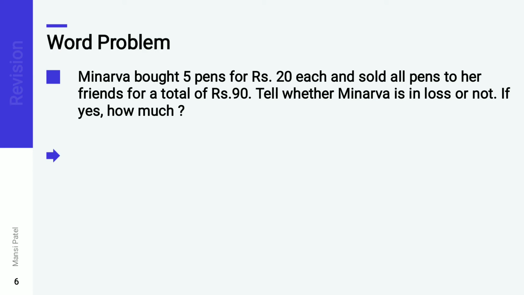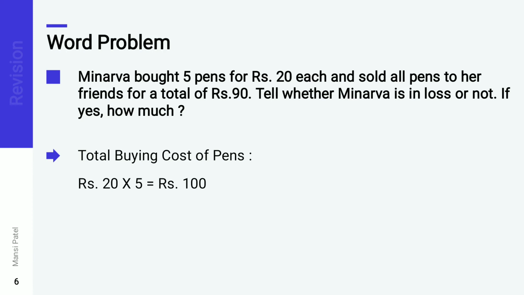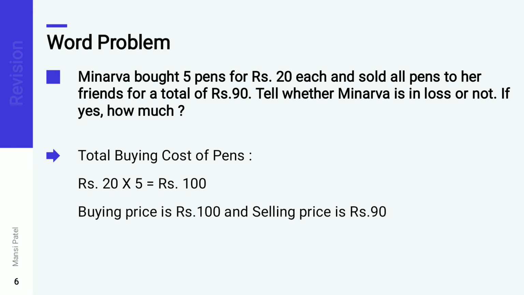So let us first find out the total buying cost. Total buying cost means we can say the total purchasing cost. The cost of one pen is rupees 20. And how many did she purchase? She purchased 5 pens. So do the multiplication. 20 rupees multiplied by 5 is equal to 100 rupees. So we can say that the buying price is rupees 100, but she sold all these pens to her friend at the rate of rupees 90.